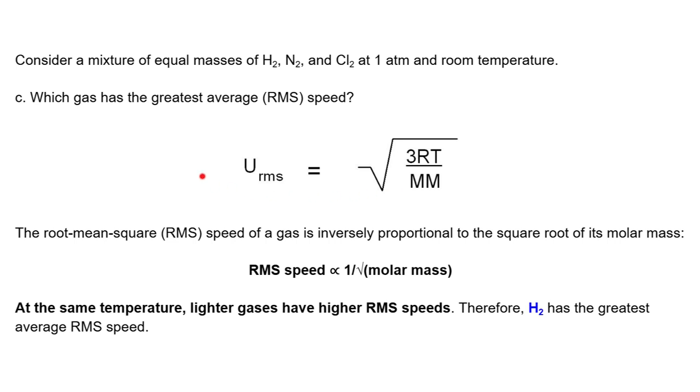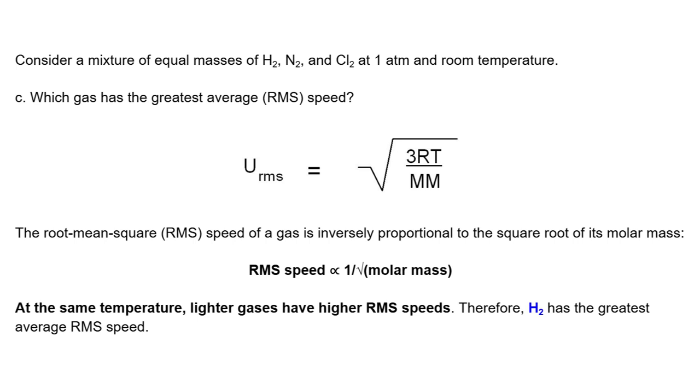Looking at this equation, the root mean squared speed is equal to the square root of 3RT divided by molar mass. If we're comparing gases that are at the same temperature, then the top of this fraction, 3RT, is the same for all three gases. And so the average speed of the gas really only depends on its molar mass, assuming that the temperatures are the same. We can simplify this expression to say that the RMS speed of a gas is directly proportional to 1 over the square root of its molar mass.